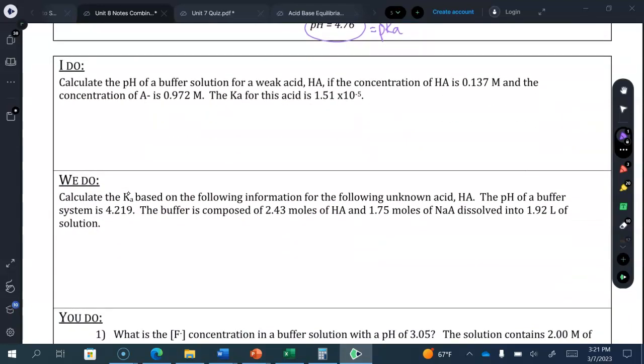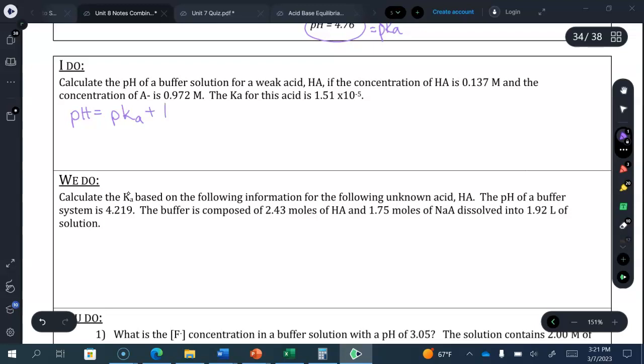Okay. For our example problem, we are going to calculate the pH of a buffer solution for a weak acid, HA, if the concentration of HA is 0.137 molar and the concentration of its conjugate base is 0.972 molar. The Ka for this acid is 1.51 times 10 to the negative 5. So the Henderson-Hasselbalch equation is pH is equal to the pKa plus the log of the conjugate base to its acid concentration.